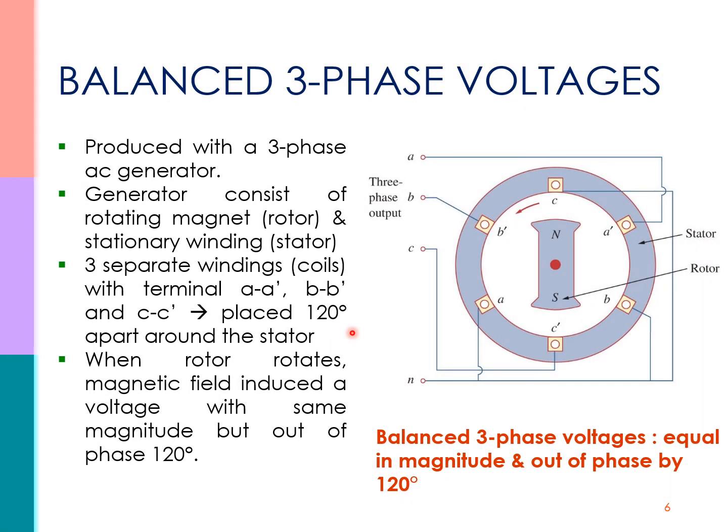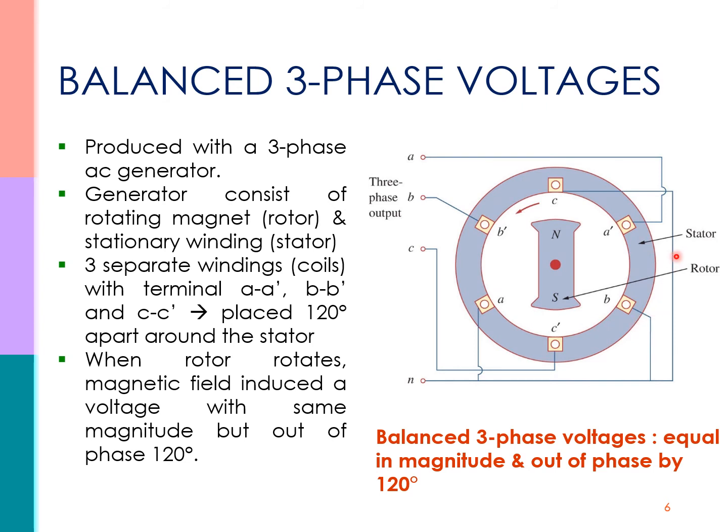Balanced three-phase voltages are often produced with a three-phase AC generator, sometimes called an alternator. This is a cross-sectional view of a three-phase AC generator. The generator basically consists of a rotating magnet, which we call the rotor, surrounded by a stationary winding, which we call the stator.